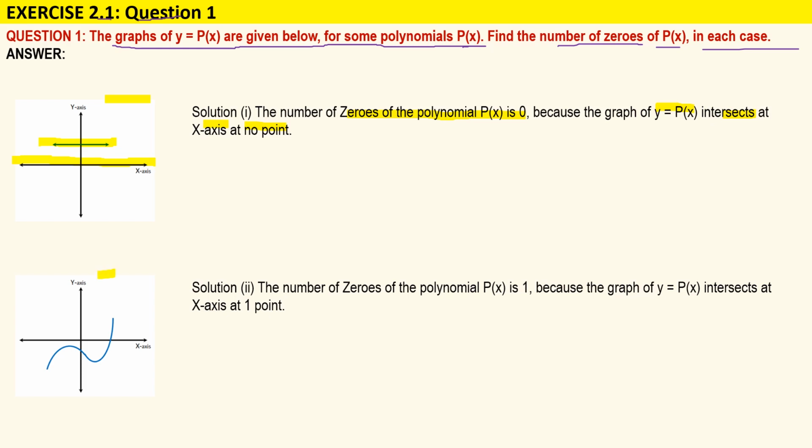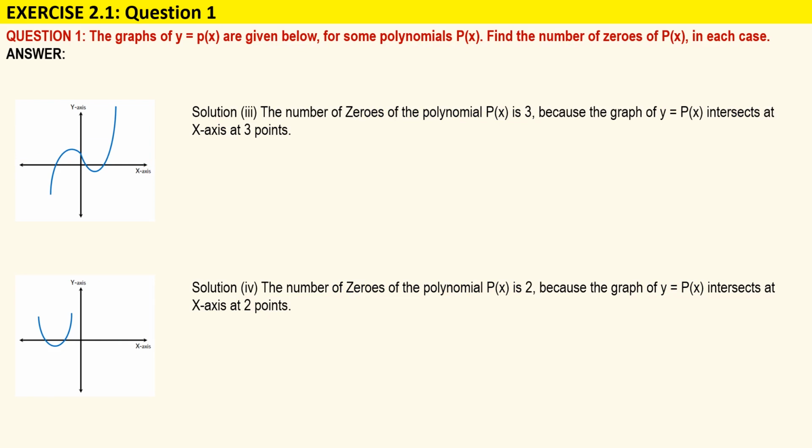The second graph given to us is this, and the number of zeros of the polynomial p(x) is 1 because y is equal to p(x) intersects the x-axis at one point, and this one point is this point here. The third graph given to us is this graph, and the number of zeros of the polynomial p(x) is 3 because the graph of y is equal to p(x) intersects the x-axis at 3 points, and these 3 points are point number 1, point number 2, and the third point here.